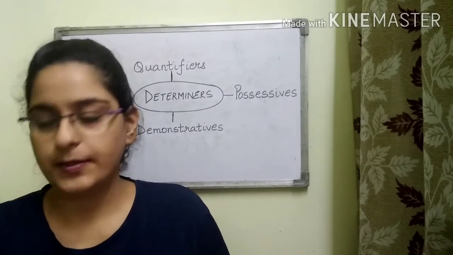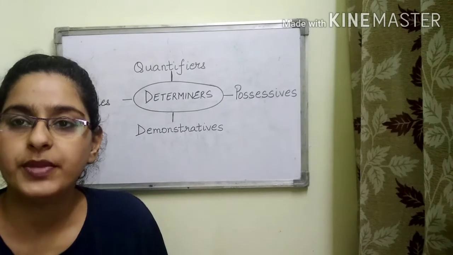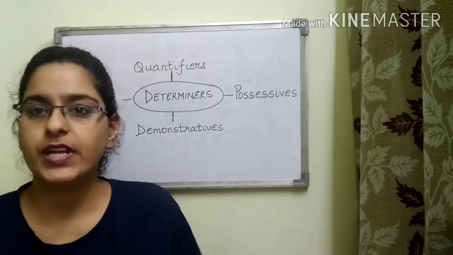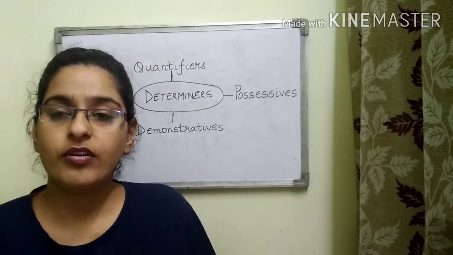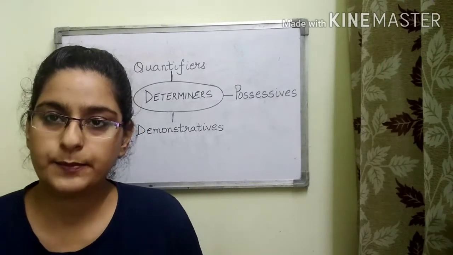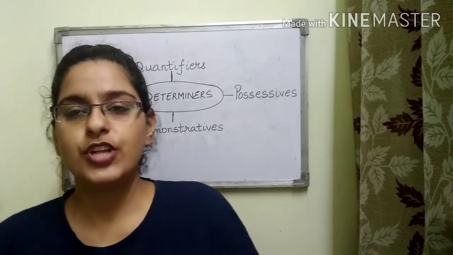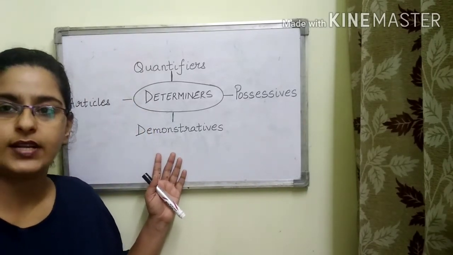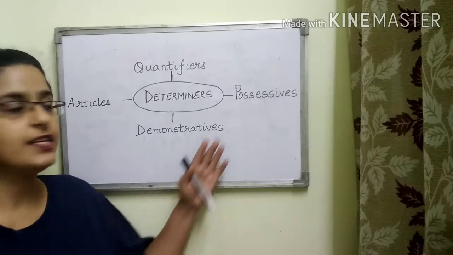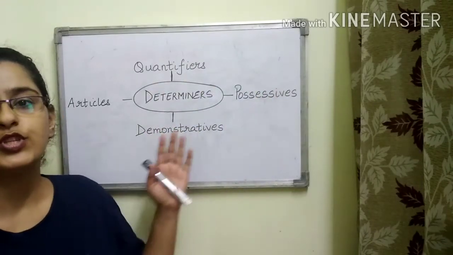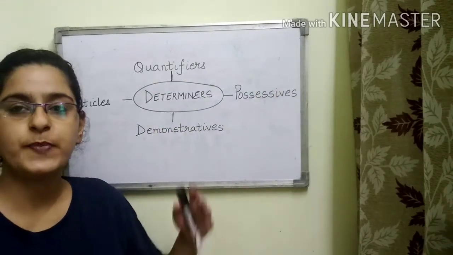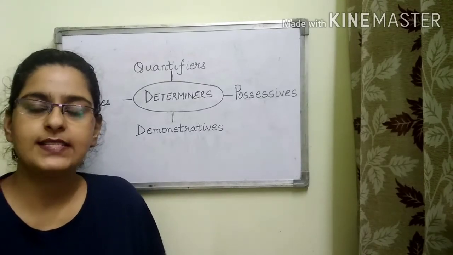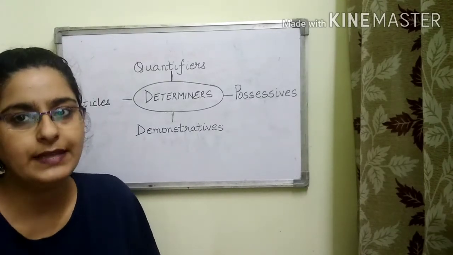In part 1, my first video on determiners, I already explained what determiners are, how many types of determiners there are, and I had already explained articles. Now, just for the recap, I have drawn this diagram so that it is easy for you to understand that determiners are the words that are used before a noun, and they specify, clarify, or in simple language modify the meaning of a noun.